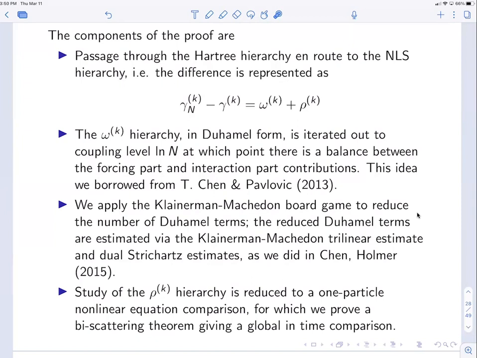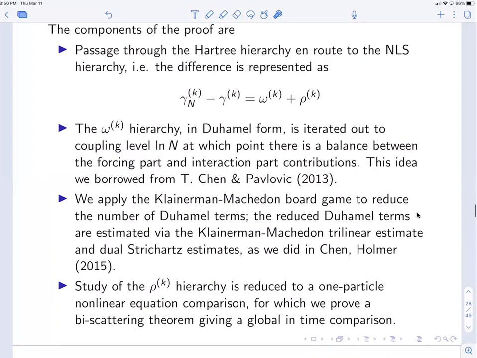And then we need to use the Klainerman-Machedon board game to reduce the number of Duhamel terms. The reduced Duhamel terms are estimated via the estimate that they give, which is called the Klainerman-Machedon trilinear estimate. We also use some dual Strichartz estimates. Study of the rho k hierarchy, which corresponds to the difference between NLS and Hartree evolutions, is reduced to a one-particle nonlinear equation comparison, for which we prove a bi-scattering theorem, giving a global in time comparison.